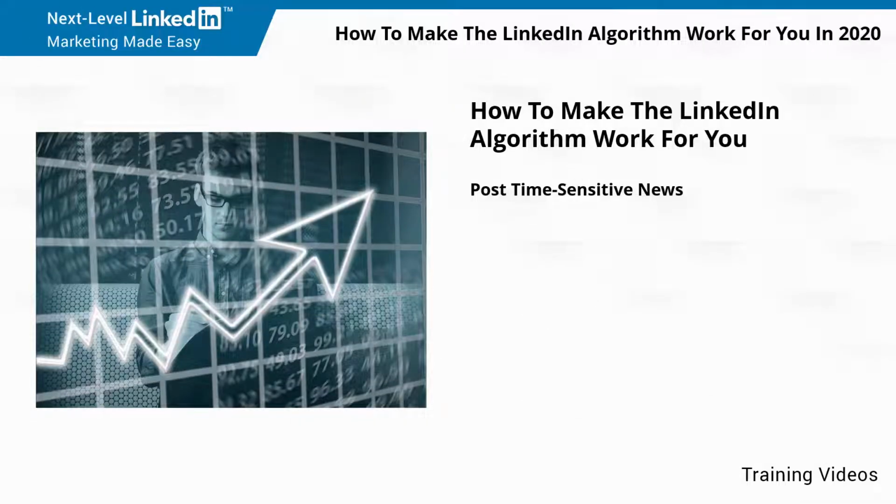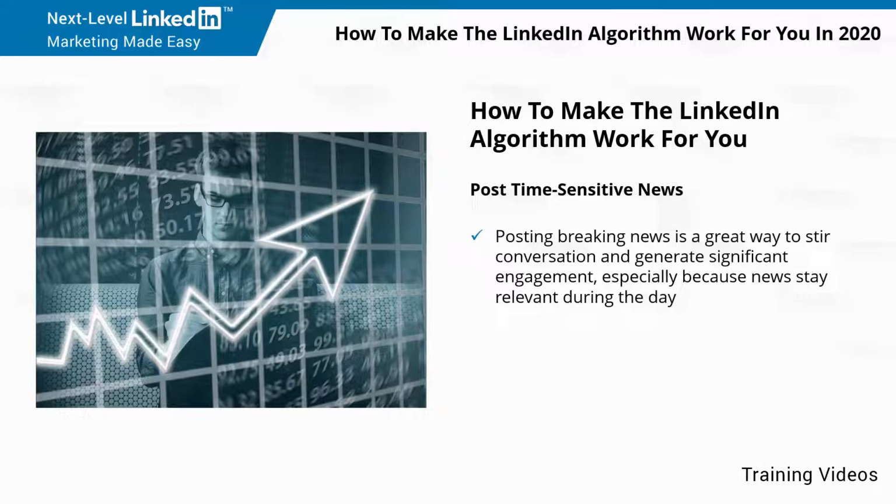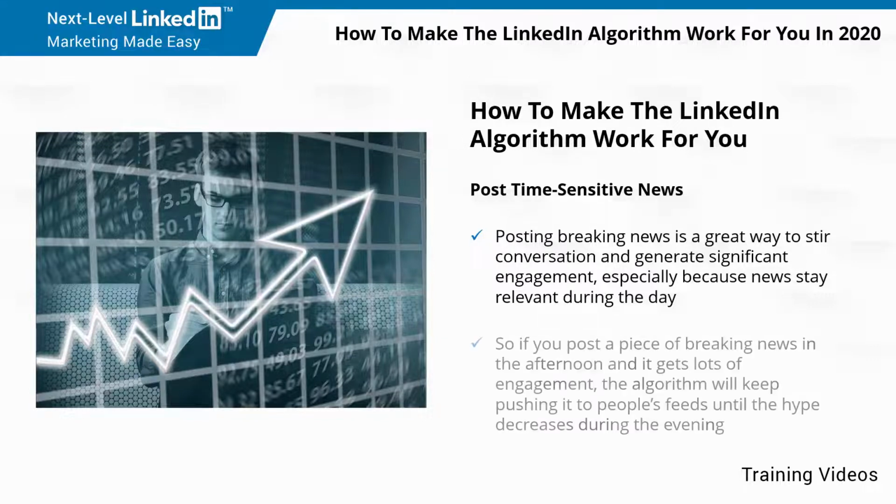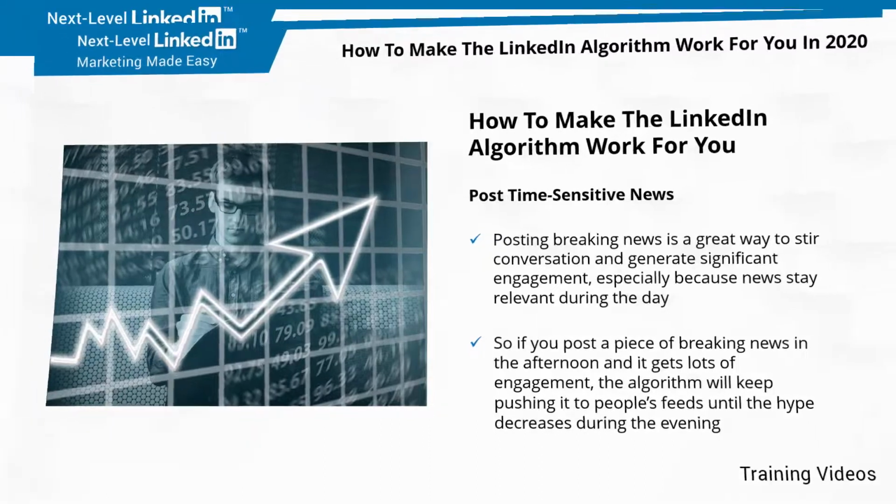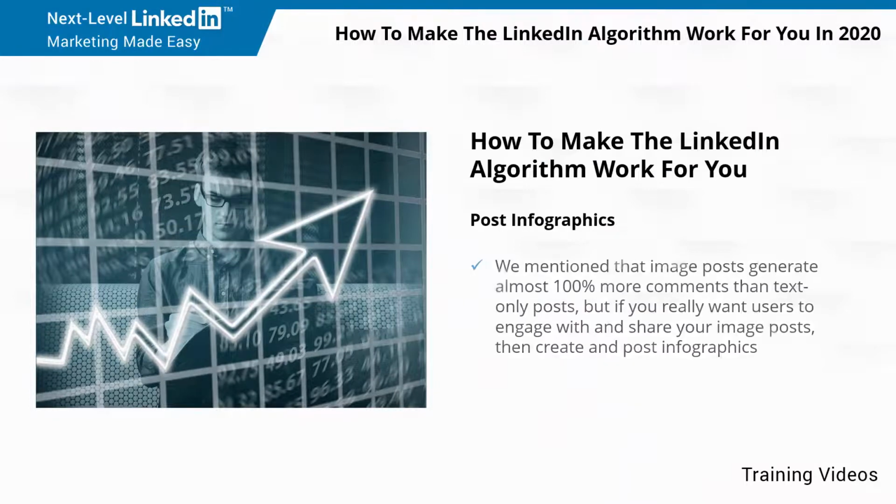Post time-sensitive news. Posting breaking news is a great way to stir conversation and generate significant engagement, especially because news stays relevant during the day. So, if you post a piece of breaking news in the afternoon and it gets lots of engagement, the algorithm will keep pushing it to people's feeds until the hype decreases during the evening. This is also a great way to engage your audience, because people will see that you keep a sharp eye on your industry.